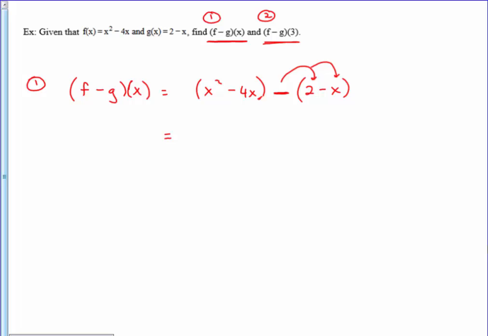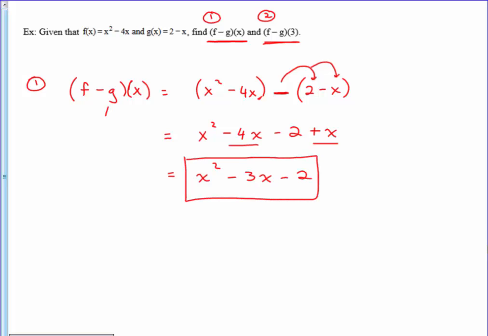The x squared minus 4x, we can leave that alone, but we don't need the parentheses at this point. The negative needs to be distributed, so I have negative 2 plus x, and we can remove those parentheses. Now, writing this in descending order and combining like terms, I would have x squared minus 3x minus 2. And this would be my final answer for f minus g of x.